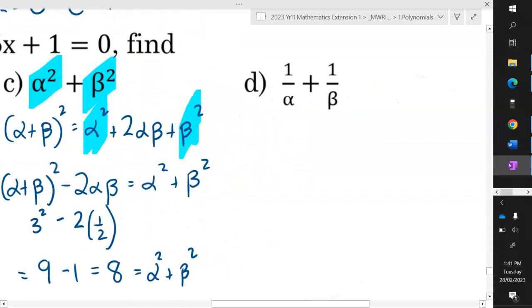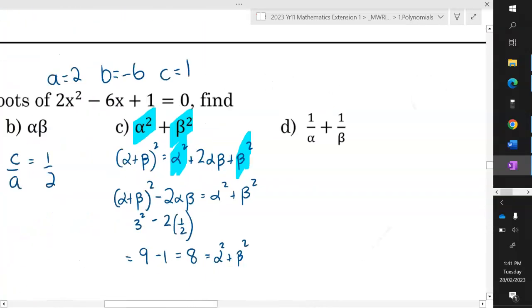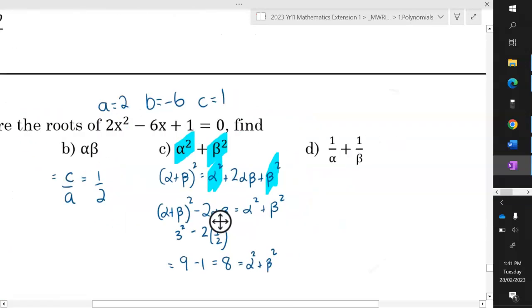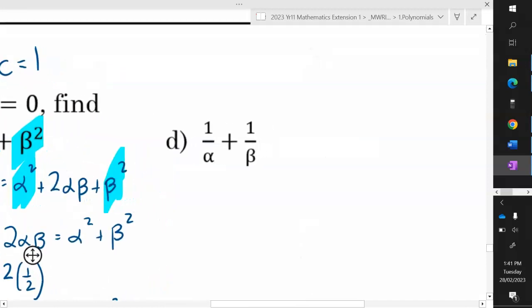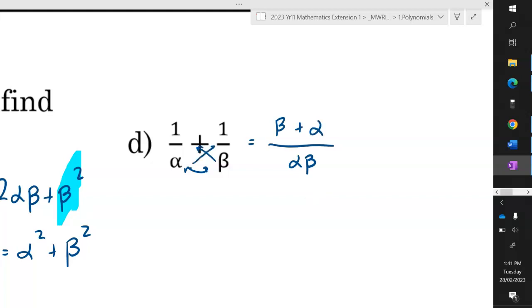Okay, part D, we've got 1 over alpha plus 1 over beta. So we need to work this into a form so we have alpha plus betas and alpha betas. So let's get them over a common denominator. The common denominator is going to be multiplying those two together. We're going to end up with alpha beta on the bottom, so we're going to end up with beta plus alpha on the top.